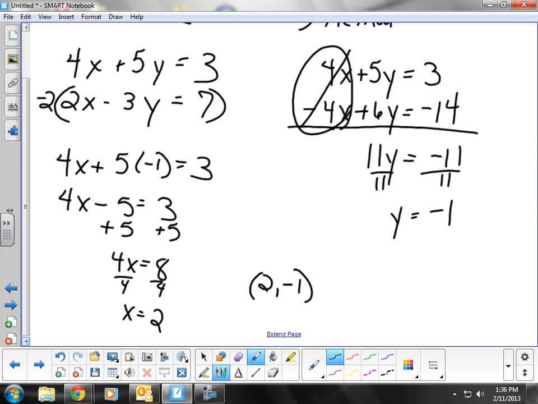So any questions about the addition method? You really ought to check your answer. It's just a good work habit to have. Okay. So any questions? Now what's important with this addition method?